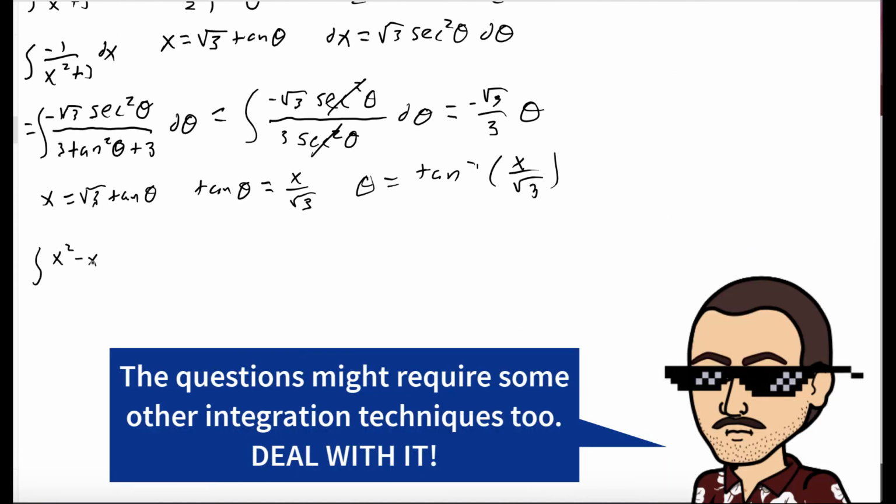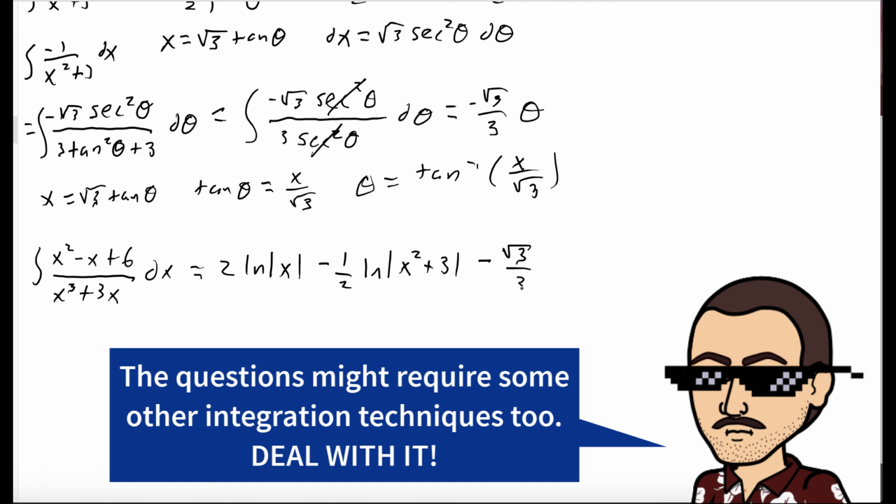So the integral of x squared minus x plus 6 over x to the third plus 3x is equal to 2 times the natural log of the absolute value of x minus 1/2 the natural log of x squared plus 3 minus square root of 3 over 3 times the inverse tangent of x over root 3 plus c.